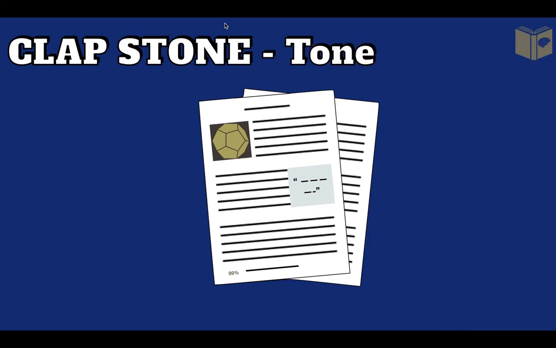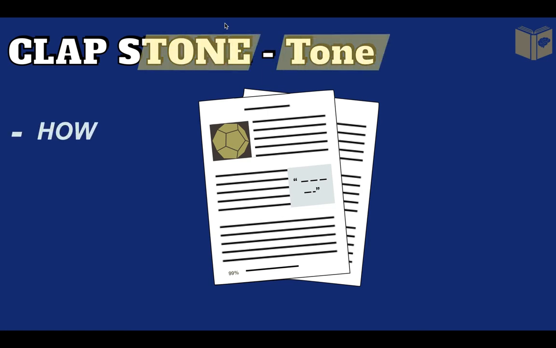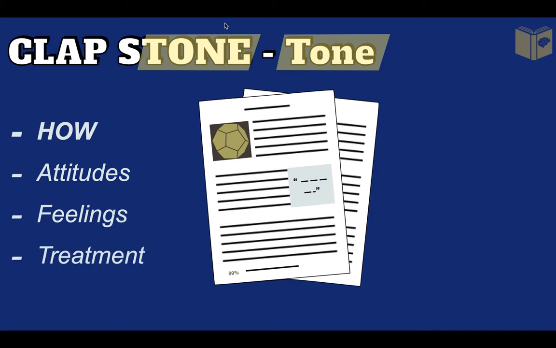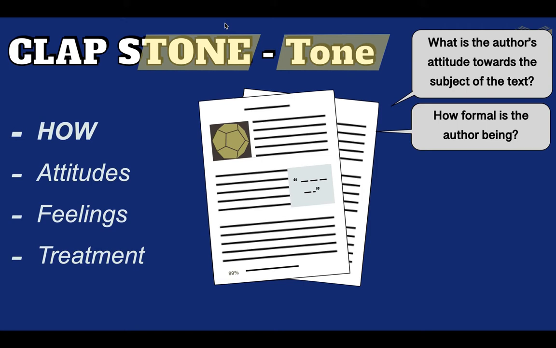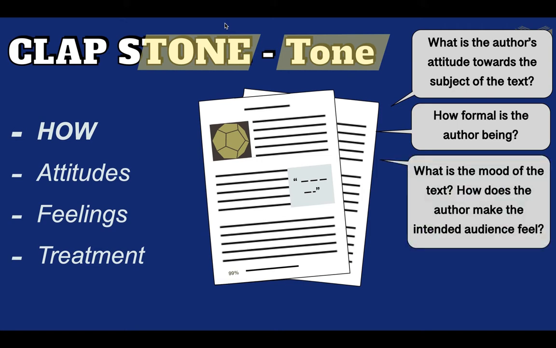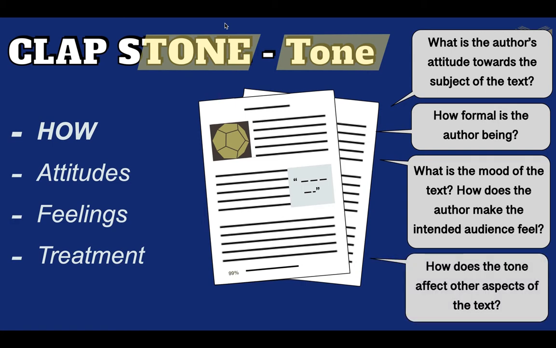Finally, T for tone. Identify how the text feels. What are the author's attitudes towards a subject, or the audience's feelings or mood? How is the subject treated? For instance, is there a bias? Ask what is the author's attitude toward the subject of the text and how formal or informal the author is. What is the mood of the text, and how does the author make the intended audience feel? Consider how the tone affects other aspects of the text.